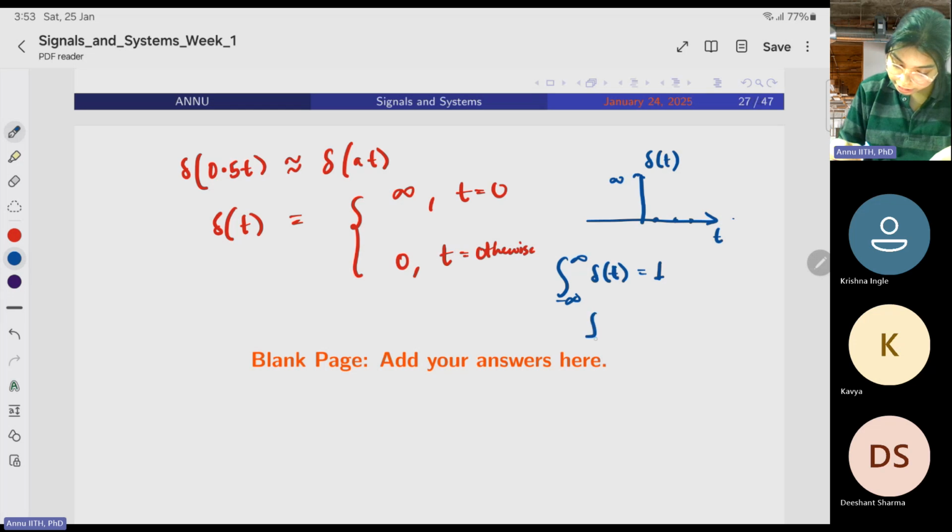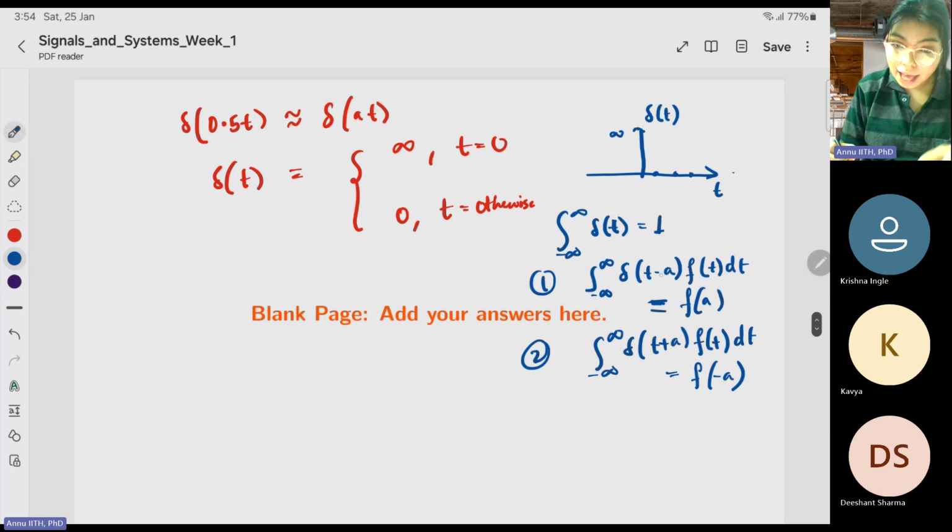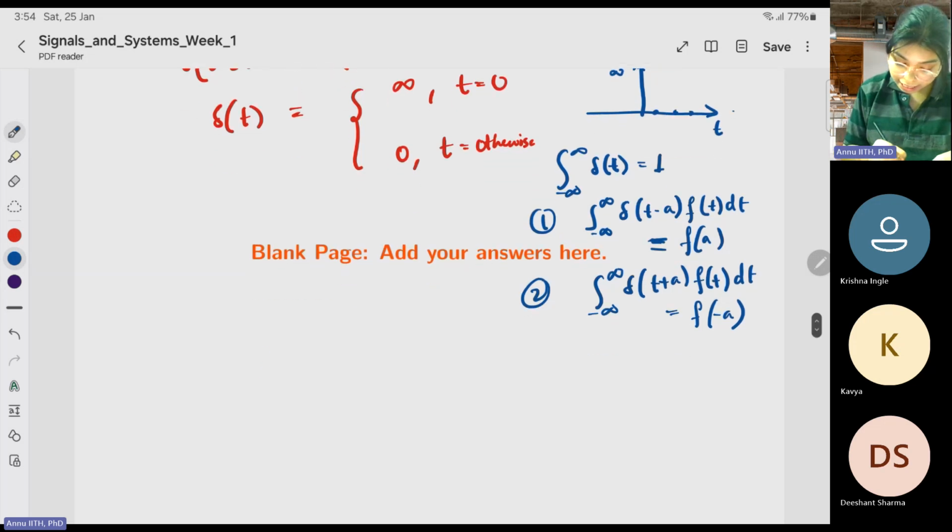We know the integration over delta t minus a, f t dt was what? f of a. Just now we discussed one property. The other property we discussed is delta t plus a, f t dt is f of minus a. Why? Because the only value where the area under that function is non-zero is at t equals a. In this case, it is at t equals minus a. Okay. Now, the problem here is delta at.